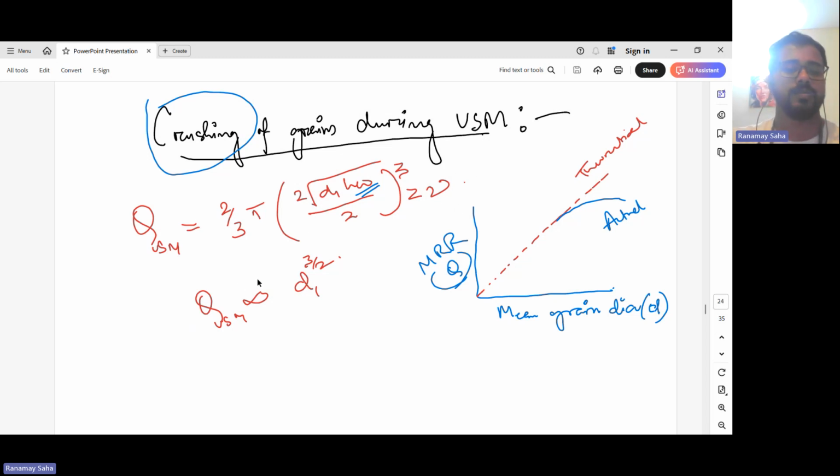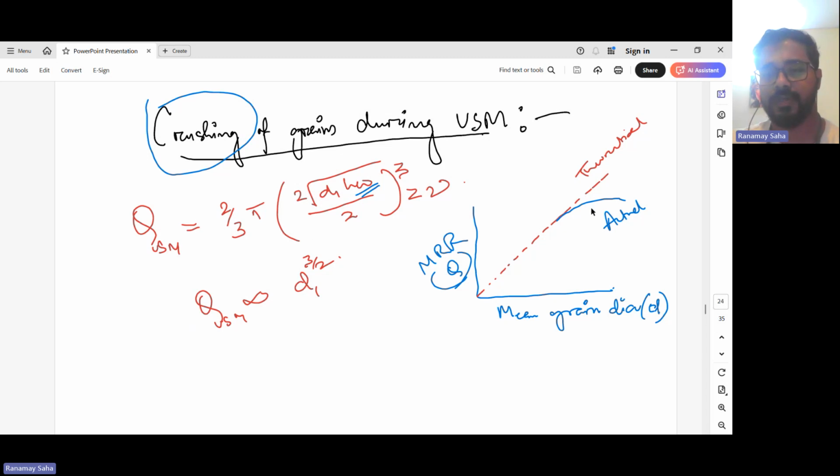From that you can derive that Q in case of USM is proportional to d1 raised to the power 3 by 2. So ideally, the MRR should go on increasing with increasing mean grain diameter. On the x-axis, you have the mean grain diameter D, and on the ordinate, you have the MRR Q. Theoretically, the MRR should have gone on increasing with increasing grain diameter, because it is directly proportional to d1 raised to the power of 1.5.